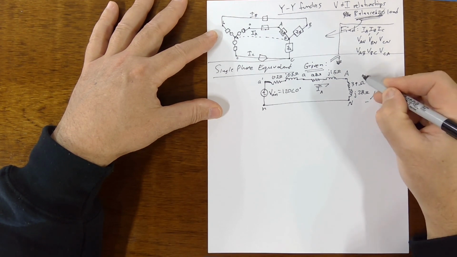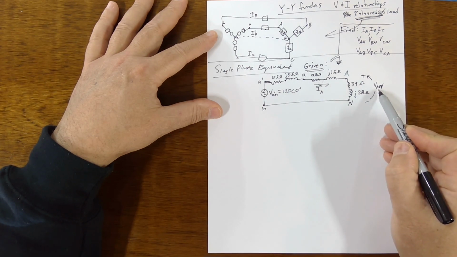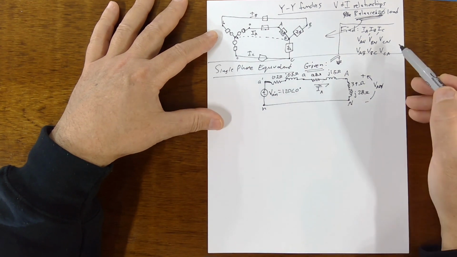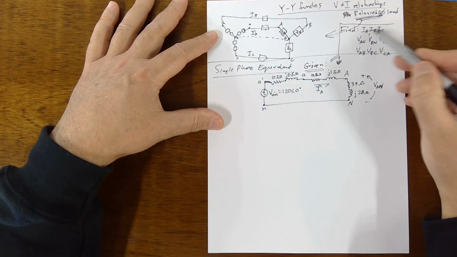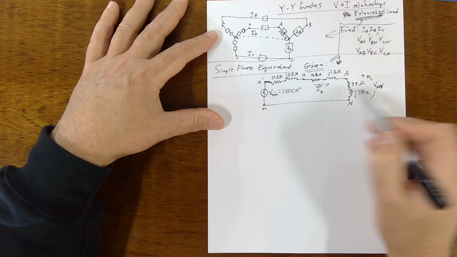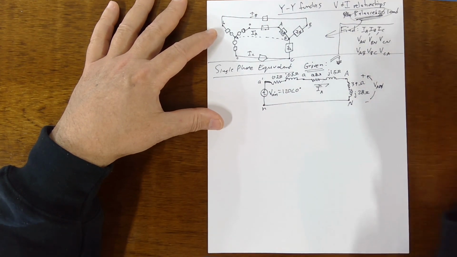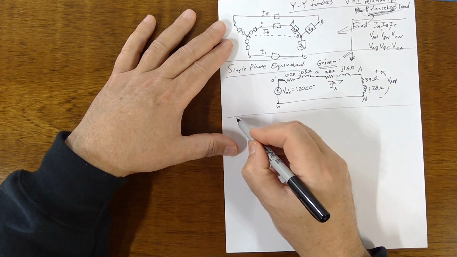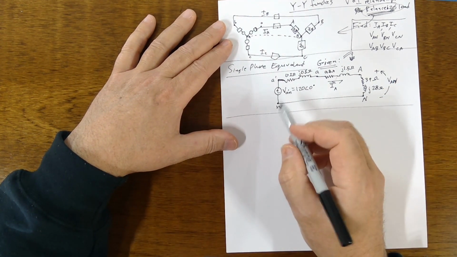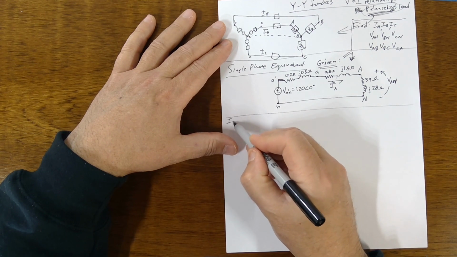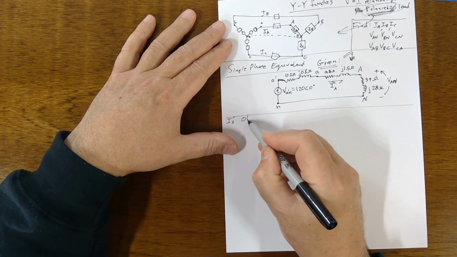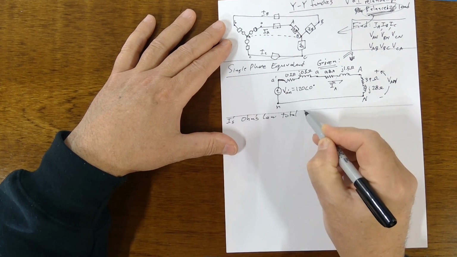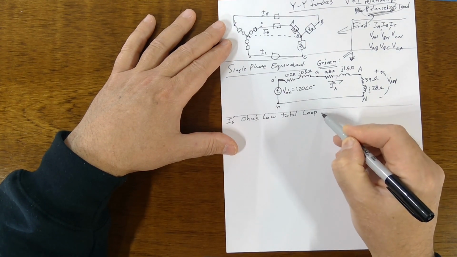Plus minus. Once we find V_AN and I_A current, then we know the relationships for all of these others are just some angle apart, for a balanced circuit. Okay, so to do the I's, we're just going to use Ohm's law for the total loop, the total loop A.